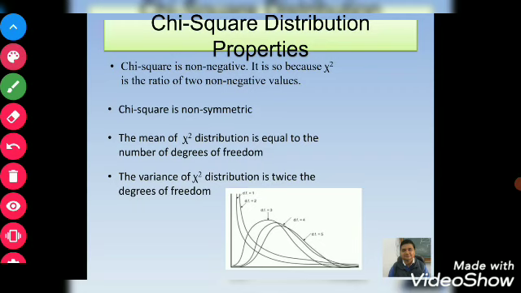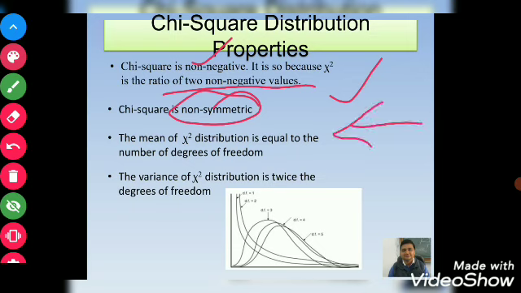Now, the chi-square distribution is non-negative. We have already discussed this, because chi-square is a ratio of two non-negative values. Chi-square is non-symmetric; we have already seen that it is skewed towards the right. The mean of the chi-square distribution is equal to the number of degrees of freedom. This is important to remember.